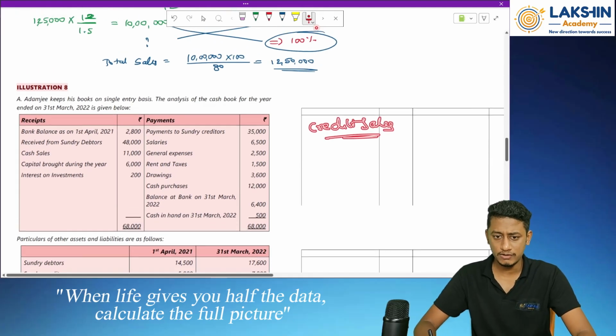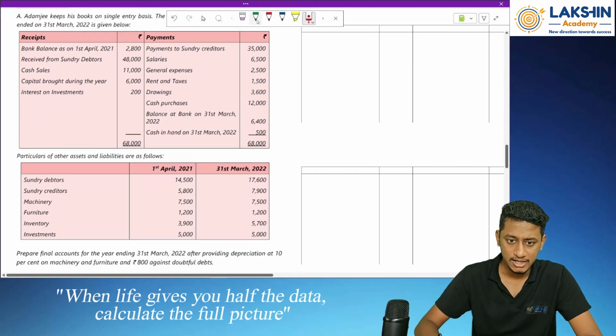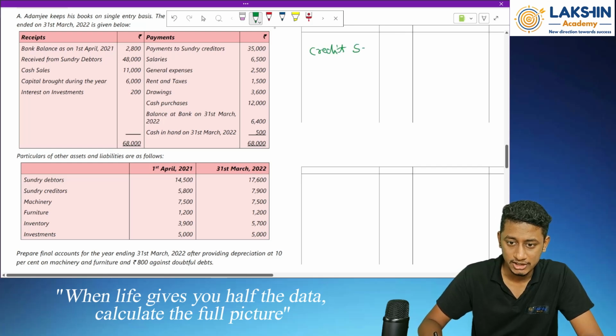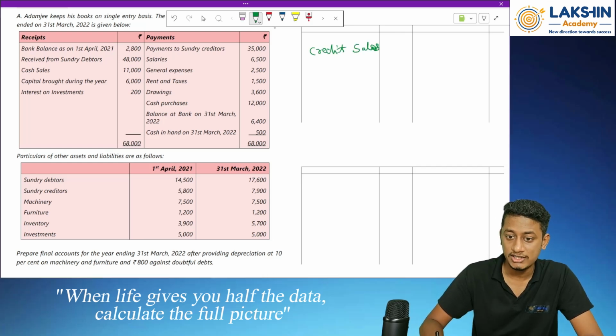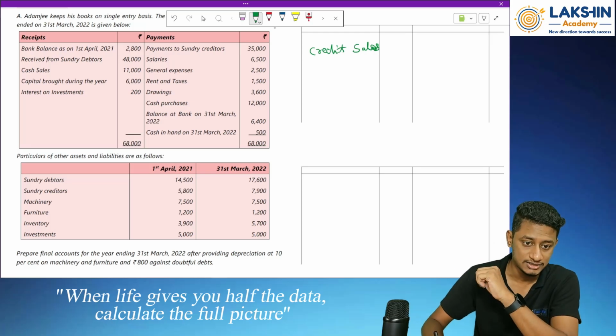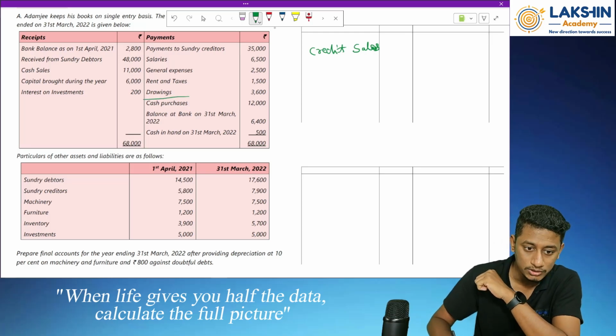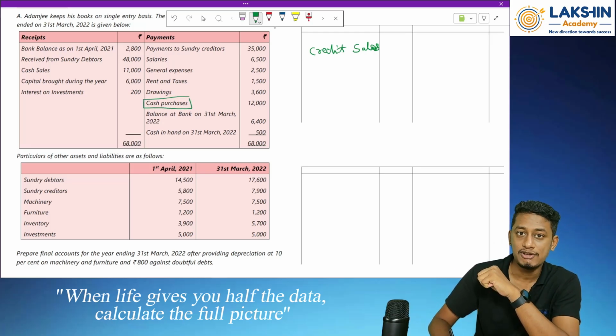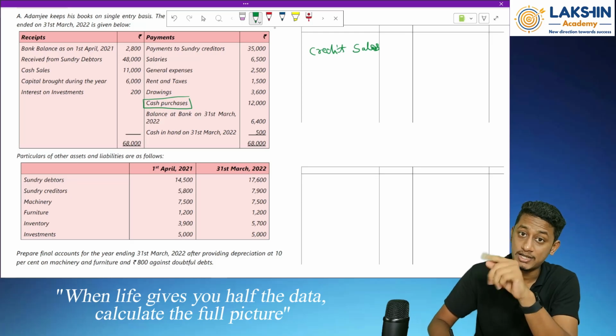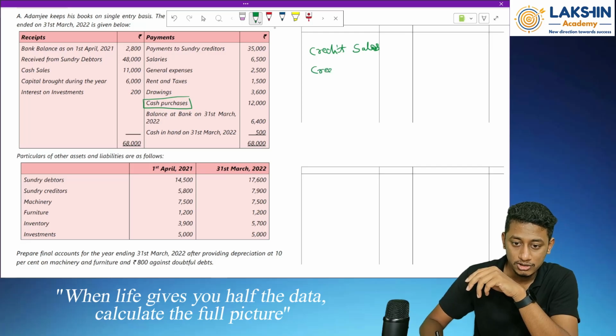Also, let's do one thing. I will just write it down somewhere over here. So I need credit sales now, because I need total sales for the trading account. Then we need purchases, right? Only the cash purchase value is given to me. But similar to sales, purchase will not be only through cash. Some credit purchases will also be done. So we also need credit purchases.